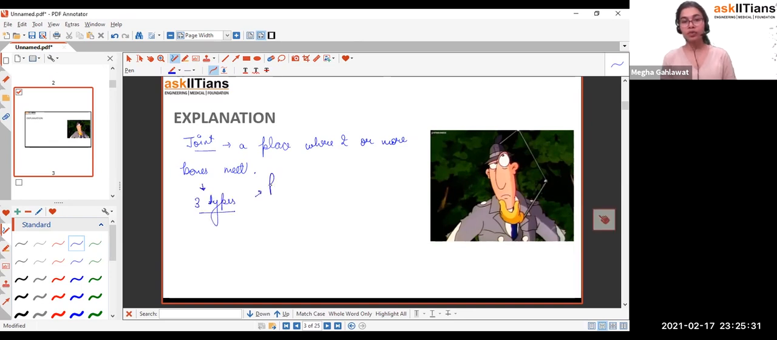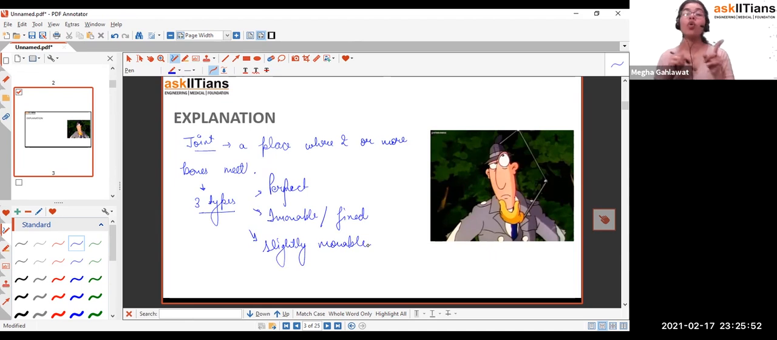We have the perfect, we have the immovable, which are also called the fixed, and then we have the slightly movable joints. All right, we'll be learning about all of these turn-wise.